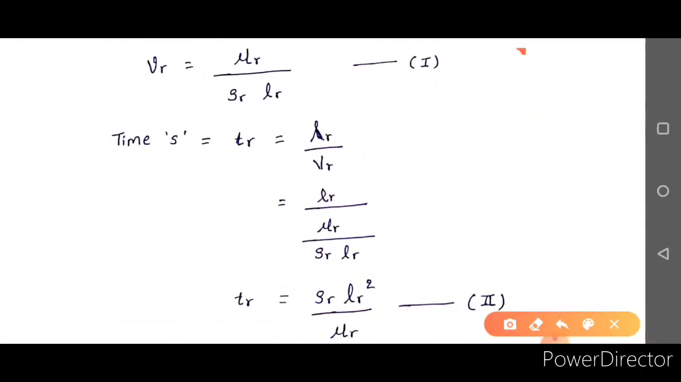Now the scale ratio for time. Time is nothing but length divided by velocity. Length has a unit of meter and velocity has a unit of meter per second. So when meter is divided by meter per second, the unit obtained is second. That's why L r divided by v r, and instead of v r I put this equation mu r divided by rho r into L r. So it gives me the equation rho r L r square divided by mu r. So here the scale ratio is obtained.